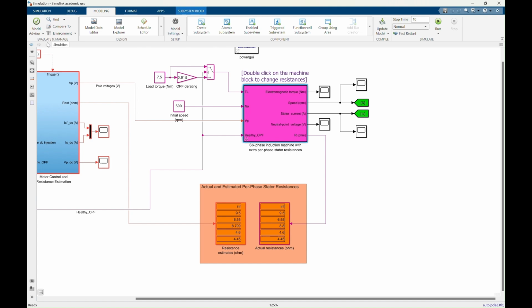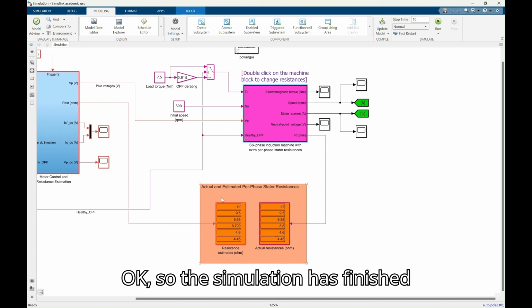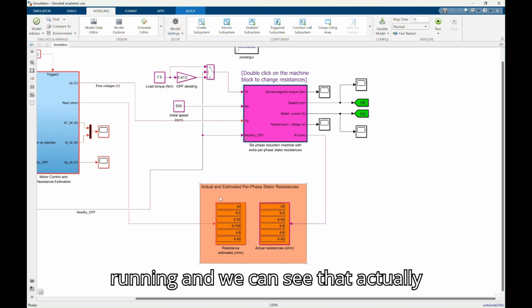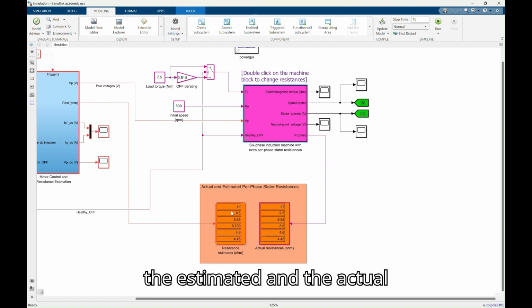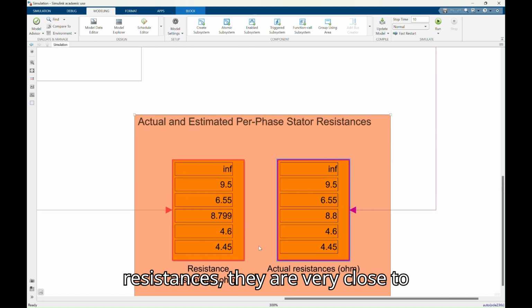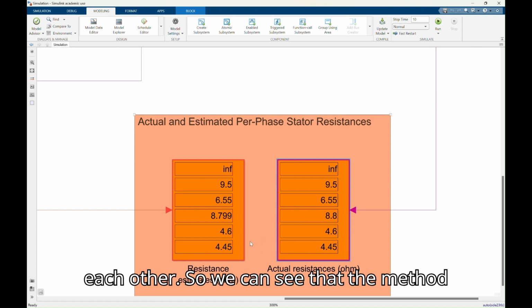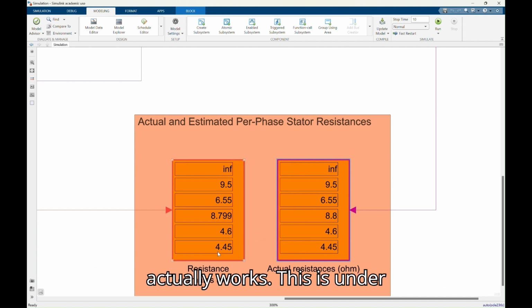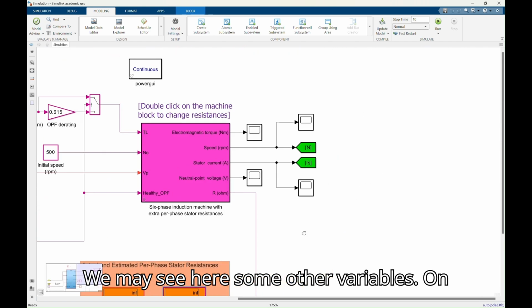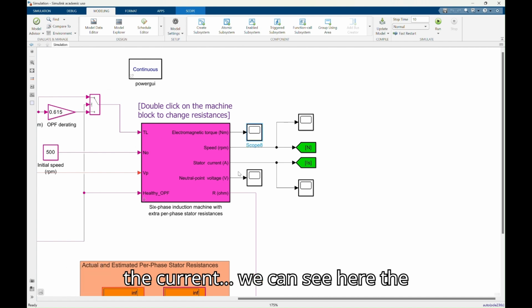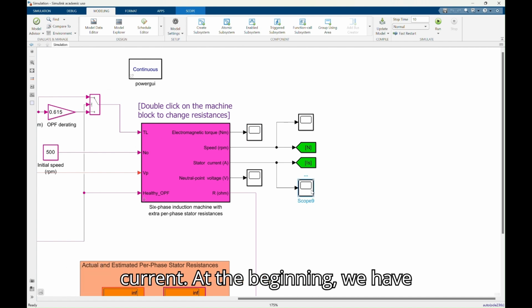Okay, let's see. So the simulation has finished running, and we can see that actually the estimated and the actual resistances are very close to each other, so we can see that the method actually works. This is under an open phase fault. Okay, we may see here some other variables. The current, we can see here.